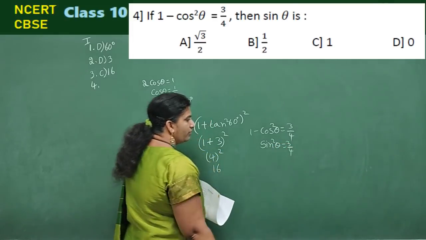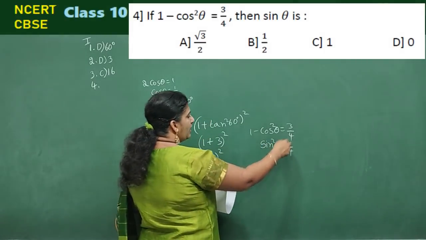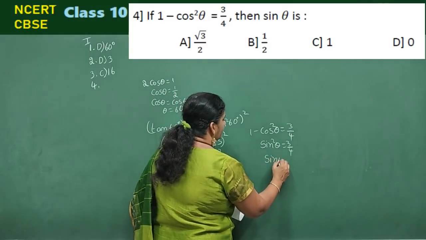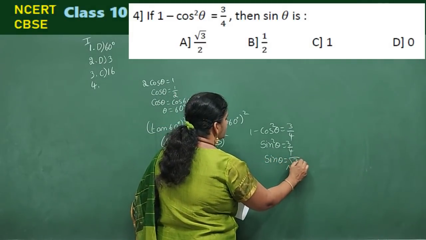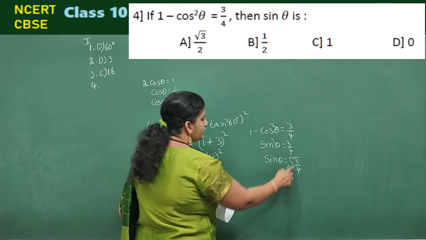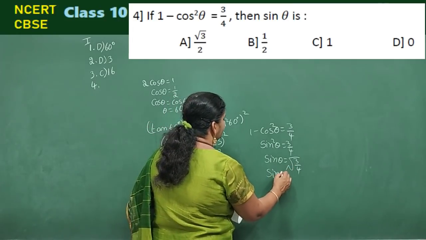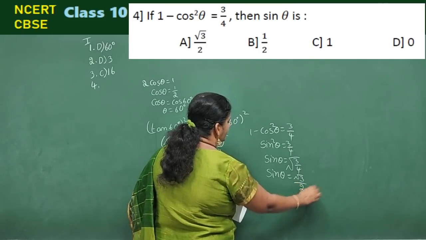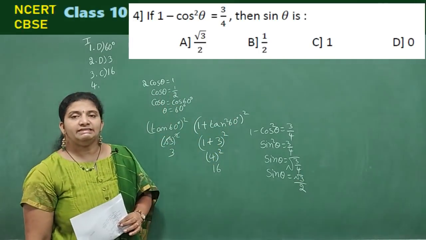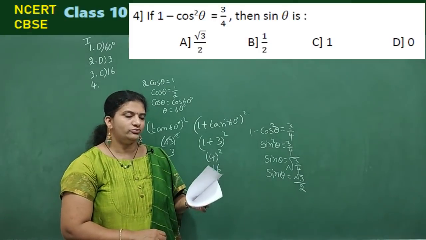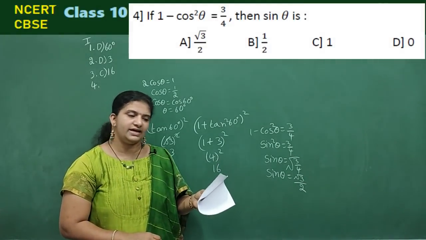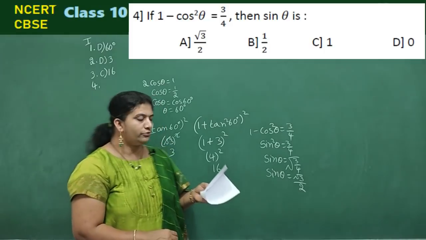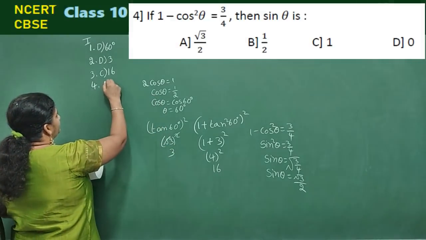Remove the square, apply square root on the other side. Sin theta is equal to square root of 3 by 4. Split the root. Sin theta is equal to root 3 by root 4, whose value is 2. Sin theta is equal to root 3 by 2. Check the option, is it there? Yes. Option A, root 3 by 2 is your answer.